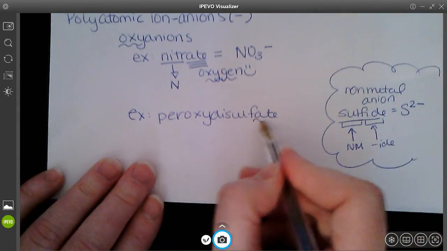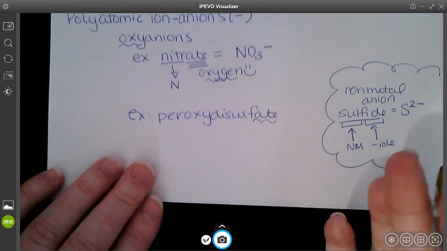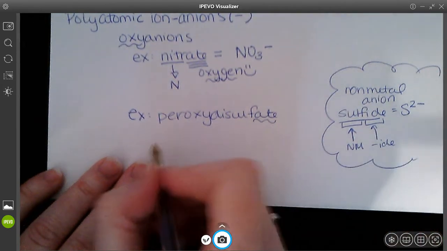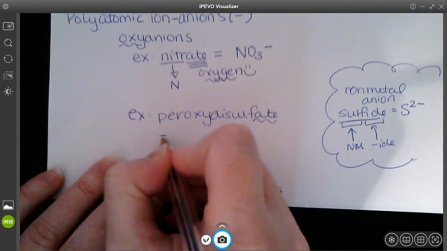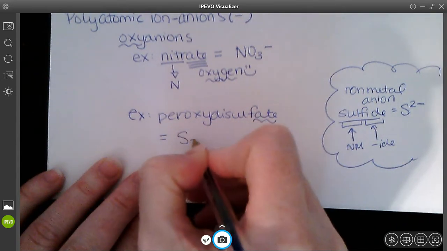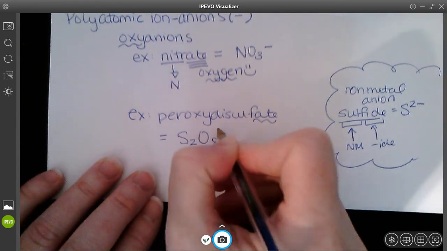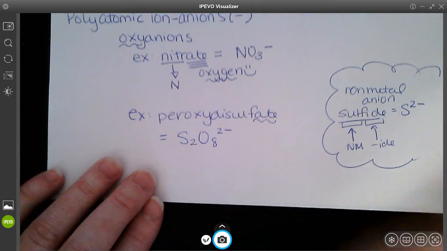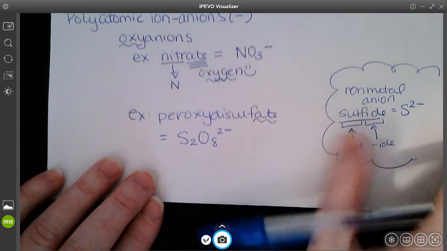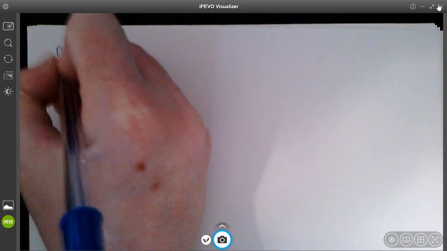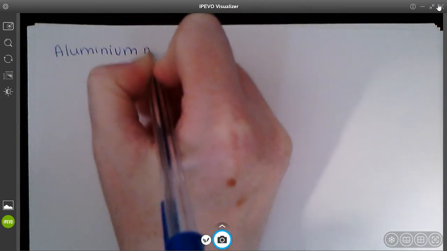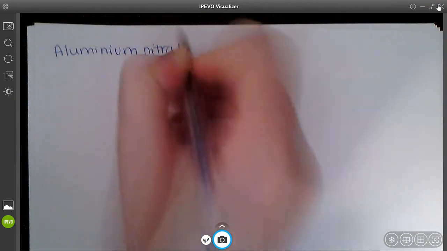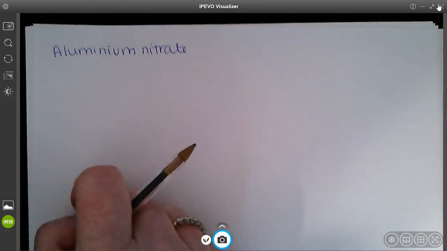But now we have these other endings which tell us, let's look at our polyatomic ion list. So go ahead and look at your polyatomic ion list if I gave you one, or go back to it, but we can see that this is S2O8 with a 2- charge. These are the two I'm going to use for the next two examples. Let's say you're given aluminum nitrate, and you're told, I need the formula for aluminum nitrate.